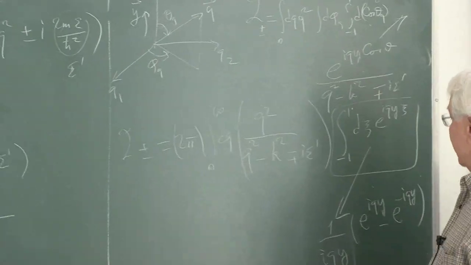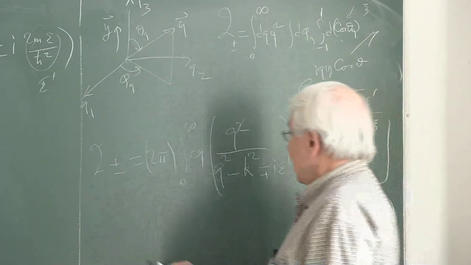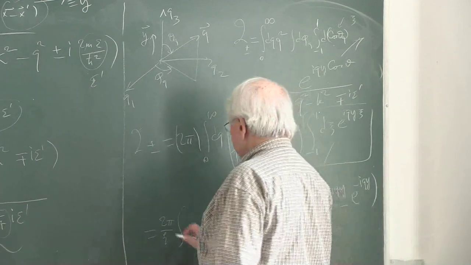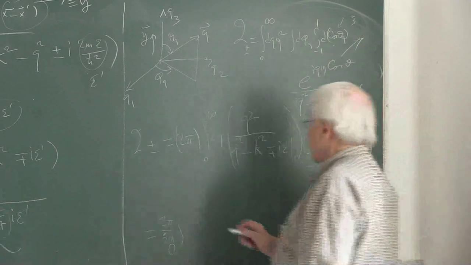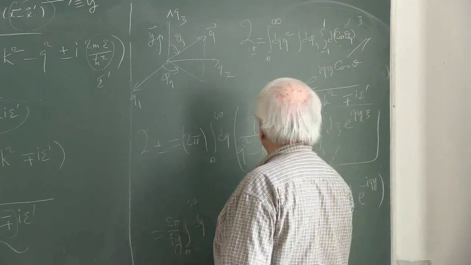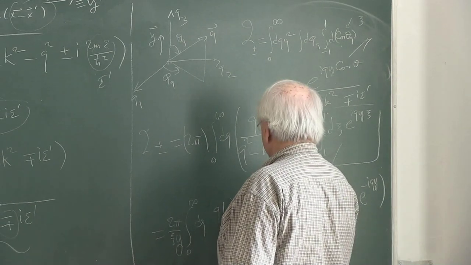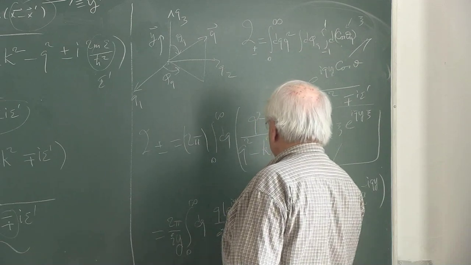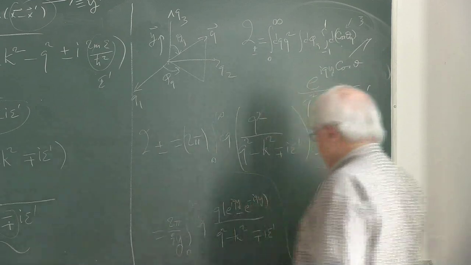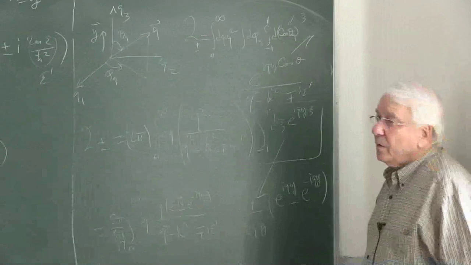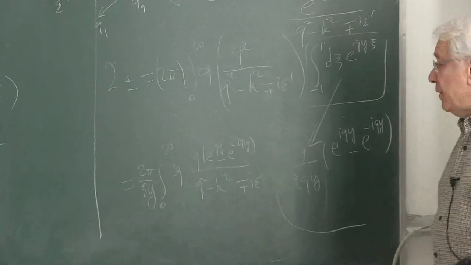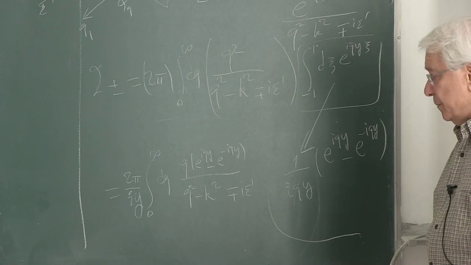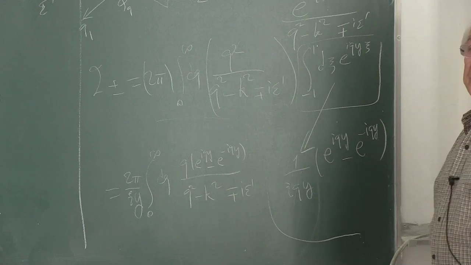So this kills one of them. So I have 2 pi over I Y, integral dQ, 0 to infinity, Q, e to the I Q Y minus e to the minus I Q Y, divided by Q squared minus k squared minus plus I epsilon prime, is the result. Well, a complicated integral enough, and the way it is written doesn't enable us immediately to go to the complex integration. We have to carry out a manipulation before going to the complex integration, obviously.